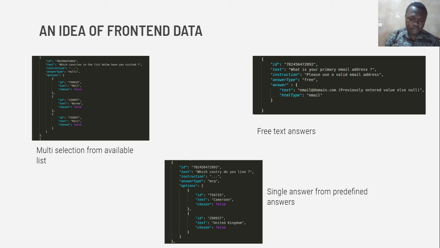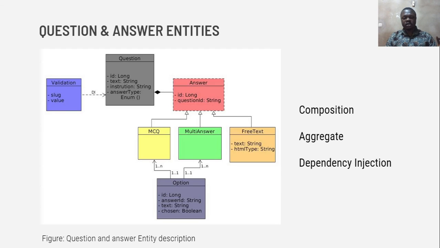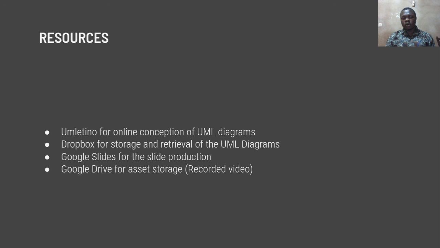Here we have a single answer with predefined answers, so technically MCQs. We have a variable number of options, and we have one that is chosen, and the others that are false. Technically that's how this architecture is going to look on the front end.